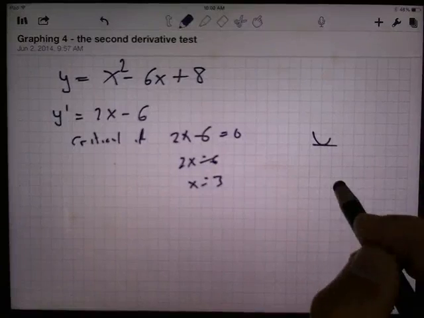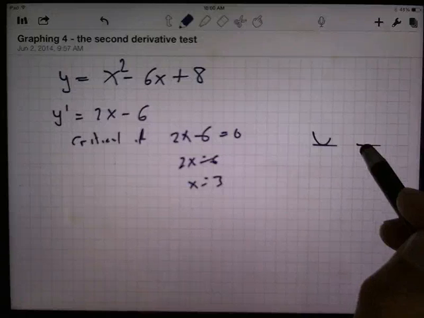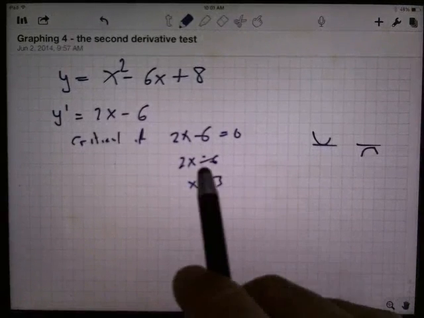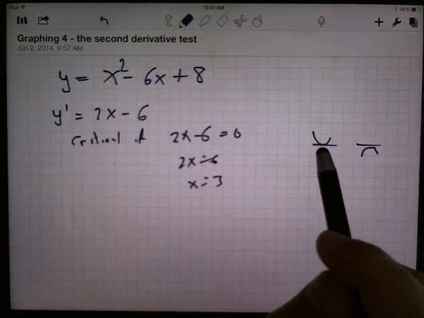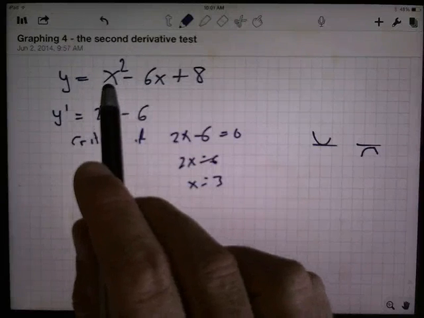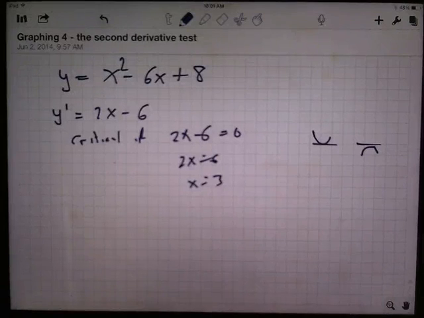It could look like this. It could look like, wait a minute, it could look like that. Well, you and I probably already know that it's going to be this one because this is a positive coefficient in front of the x squared, and it's a parabola that opens up, so it's this one, and I got a local minimum. Okay, but suppose I didn't know that.